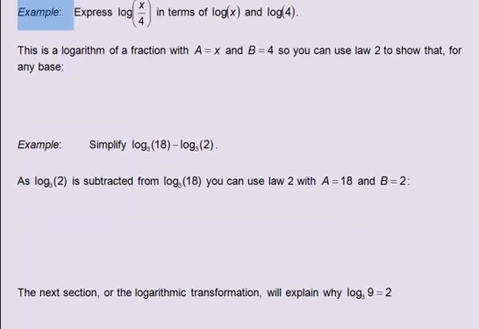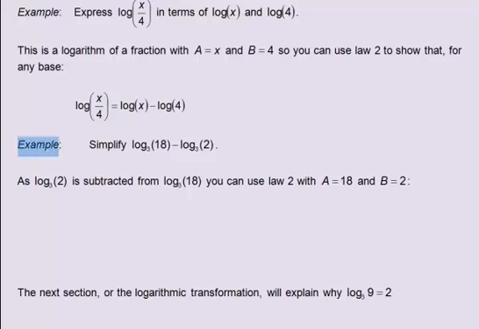Example: express the logarithm of x divided by 4 in terms of the logarithm of x and the logarithm of 4. This is a logarithm of a fraction with a equals x and b equals 4, so you can use Law 2 to show that, for any base, the logarithm of x divided by 4 equals the logarithm of x minus the logarithm of 4.